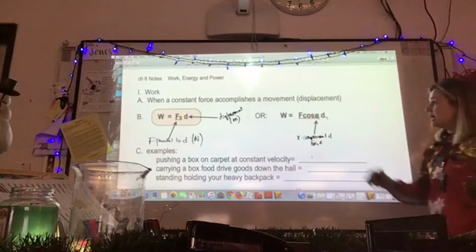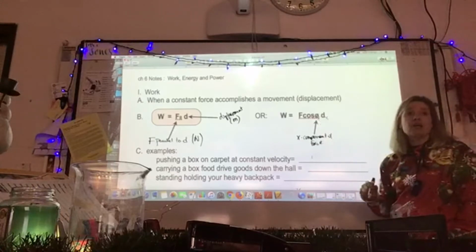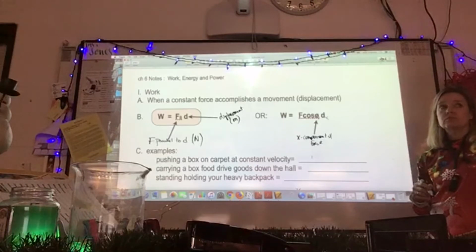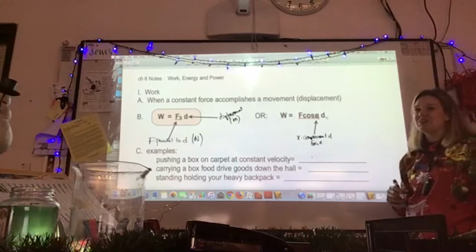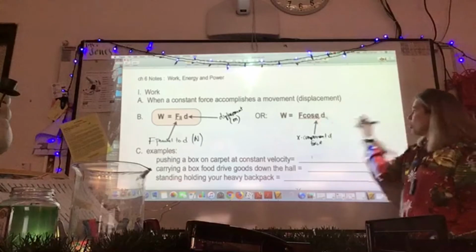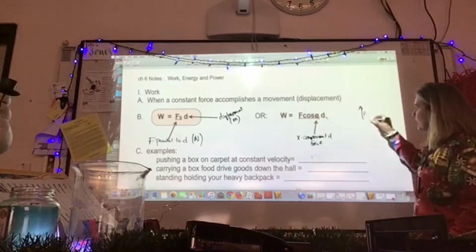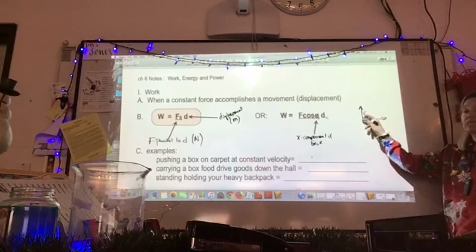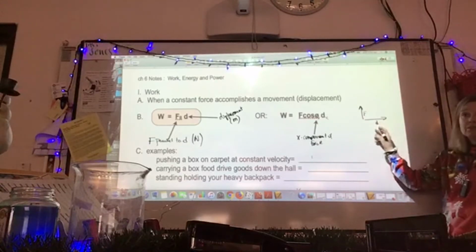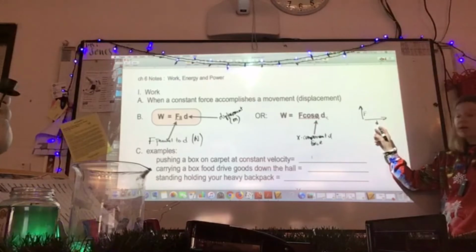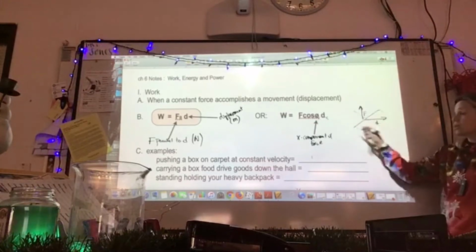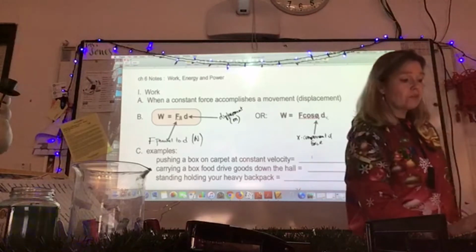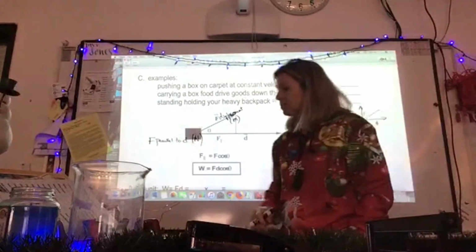Okay. And as we realize, if you have 90 degrees, what's the cosine of 90? 1 or 0? 0. So if you apply a force like this, but are moving like this, do you realize that force is not accomplishing that movement? Right? So you are not doing work like that. That's no work. Work turns out to be 0. Okay. So let's look at some examples.